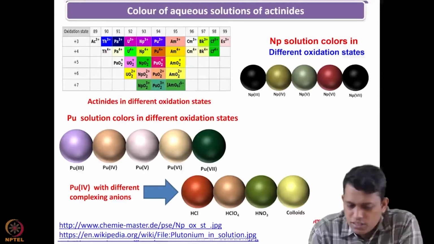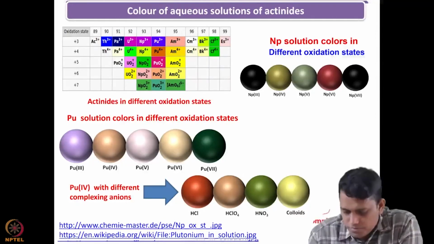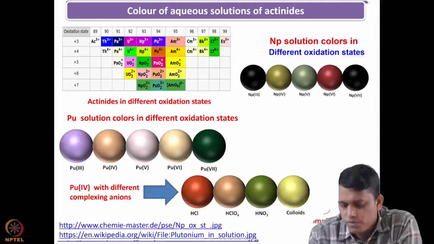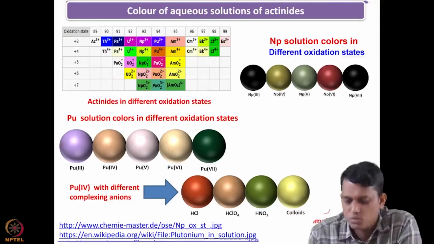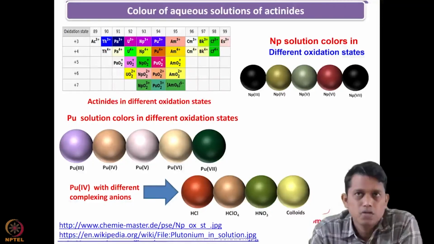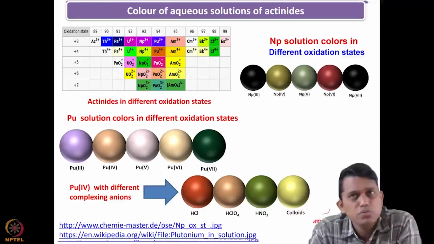And the more interesting thing, you can see this diagram. Everybody is plutonium 4. What we are changing is the media. We are starting with an HCl media, then perchloric acid, then nitric acid, and finally we are making some colloids, which is again in aqueous media of little higher pH. So you can say, although everybody is plutonium 4, still their color is different.